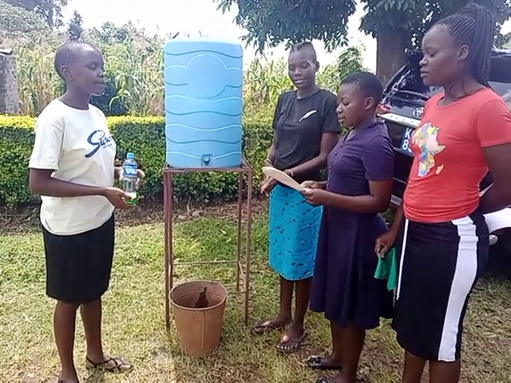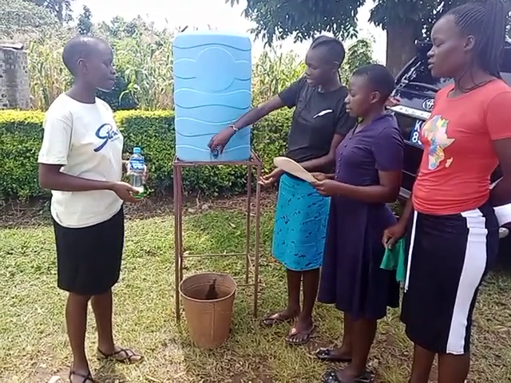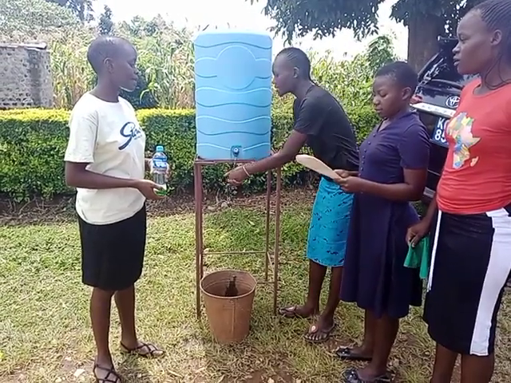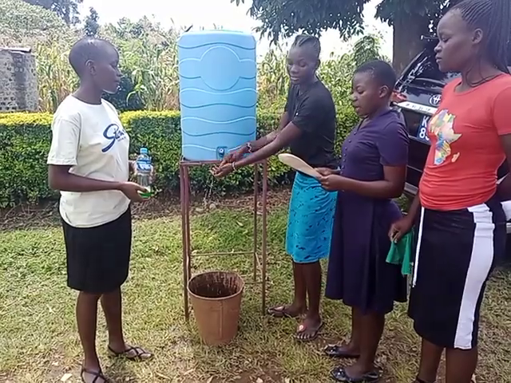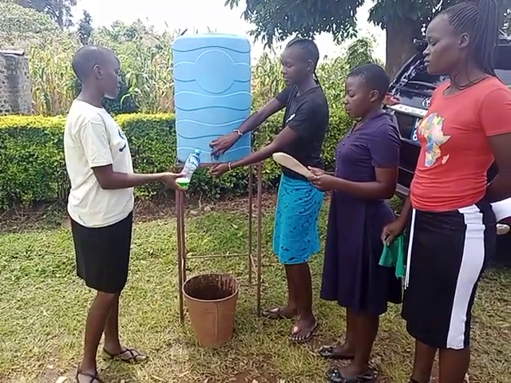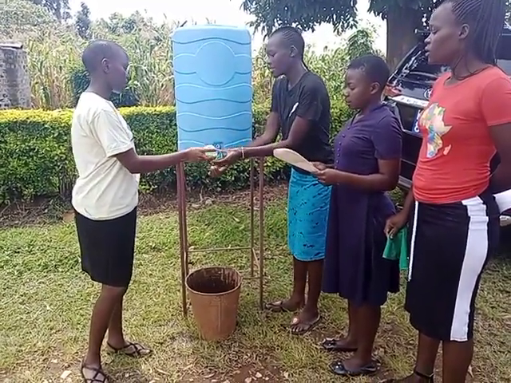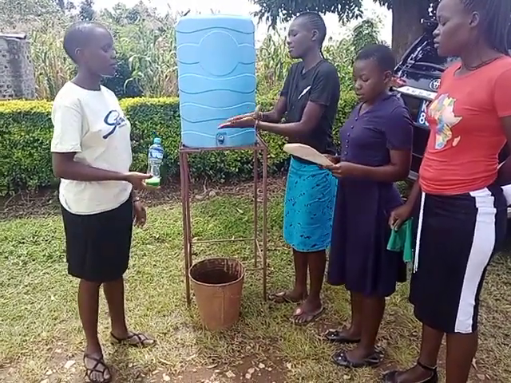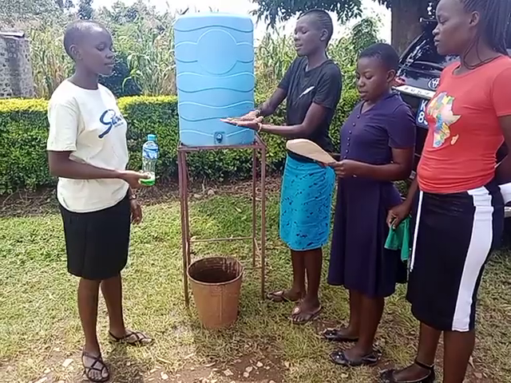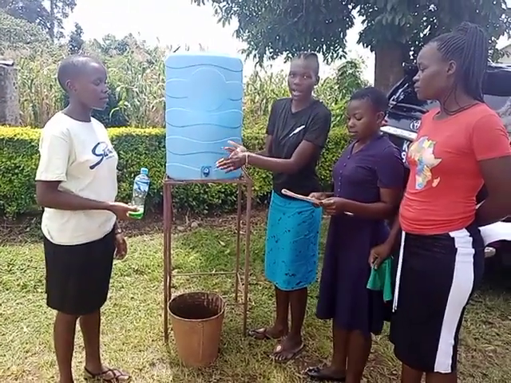First, wet your hands with a little bit of water. Then apply soap and rub your hands palm to palm. You apply the soap, then you rub your hands palm to palm like this. You can see how I'm doing. You rub your hands palm to palm.